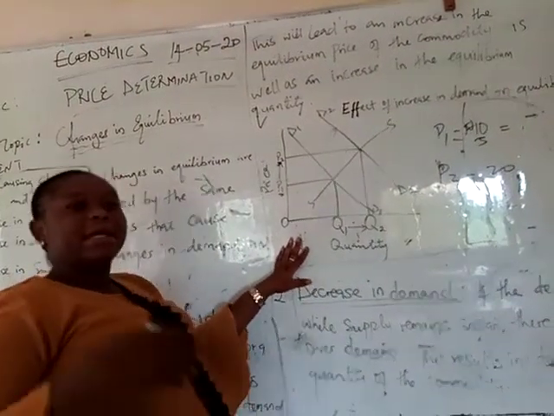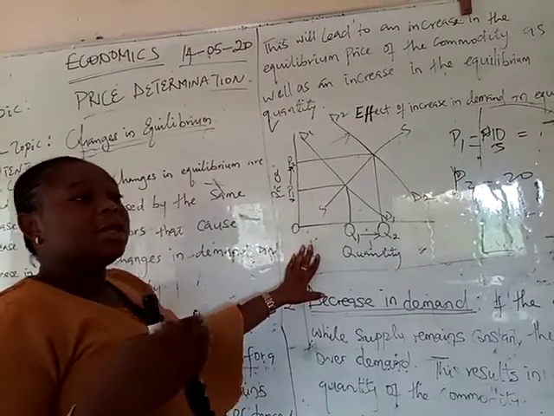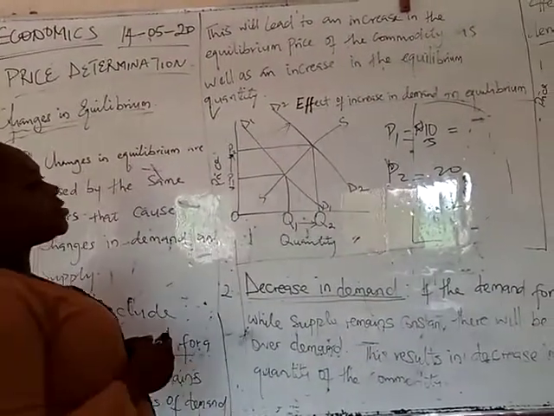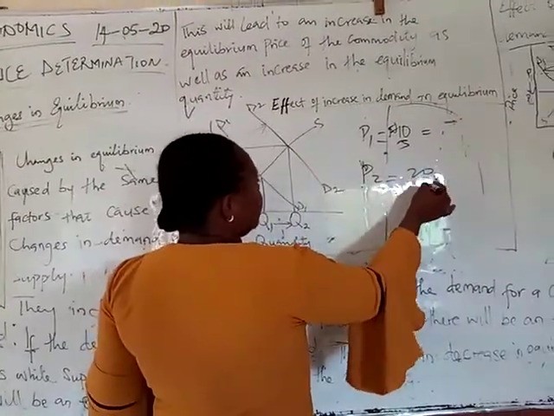It simply means that the demand for such commodity has increased. In that case, the sellers will automatically increase the price of the commodity.